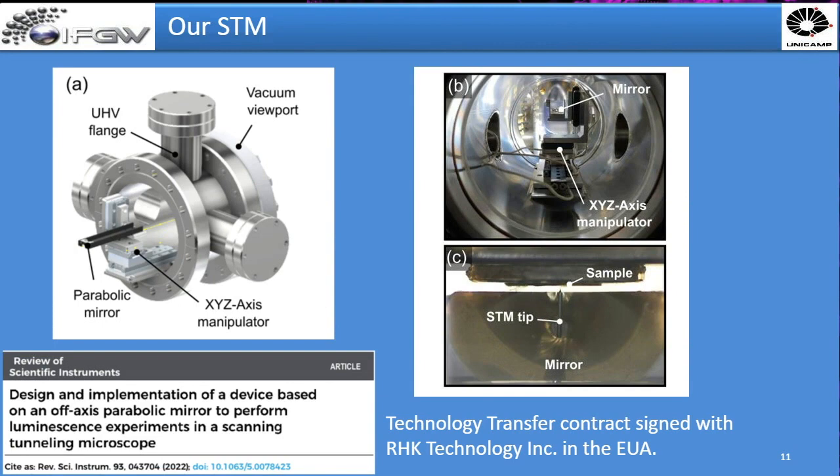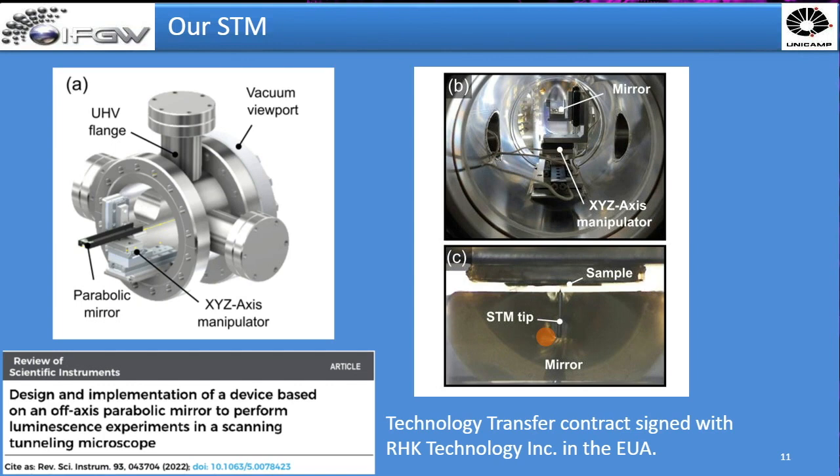The core ideas are rather simple. It's a parabolic mirror that is mounted on a manipulator inside the UHV, and there is a viewport so that the light goes to the outside. And here I show a picture of this device and a picture of the mirror, the small hole that you see here, and the tip goes through it and reaches the sample.